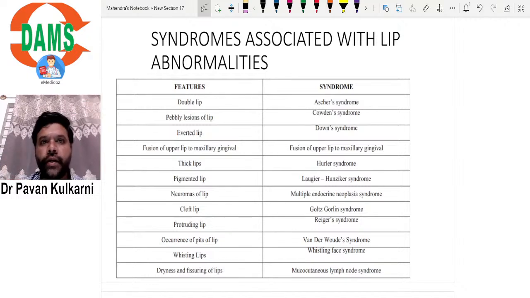Everted lip. Lip will be everted. How we see everted margins, rolled and everted margins, raised and everted margins. Squamous cell carcinoma, you will see everted margin, right? So similarly, everted lip, where do you see? Down syndrome. Thick lips are seen in Hurler syndrome. Hurler syndrome is one important mucopolysaccharidosis where we see thick lips.